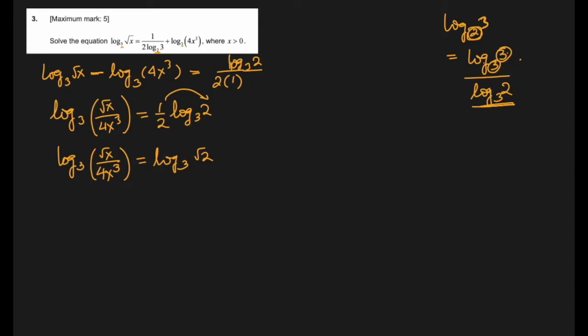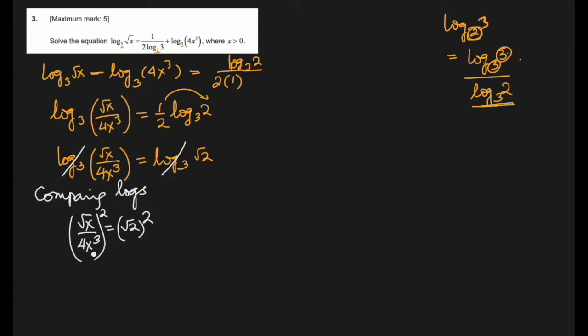And now we can compare, not cancel. Normally we do like this, but this is not actually cancelling, it is comparing logs. So it will become square root x over 4x cube equal to square root 2. Now we have square roots here, so to get rid of them, let's square both sides. So this square root and square cancel, so it will be complete x. 4 square will be 16. X cube square will be x to the power 6 equal to square root and 2 cancel, so just 2.